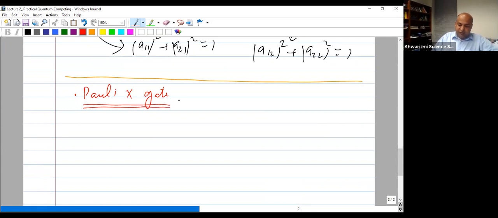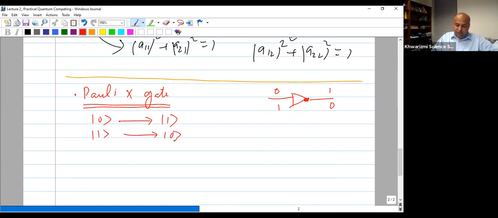It resembles the classical NOT gate. The classical NOT gate, if some of you are familiar, converts bit 0 to 1 and bit 1 to 0. So this is sort of the same gate. And it's called Pauli because its matrix resembles a Pauli matrix in quantum physics. This Pauli X gate is defined so that it transforms state 0 to state 1 and state 1 to state 0.